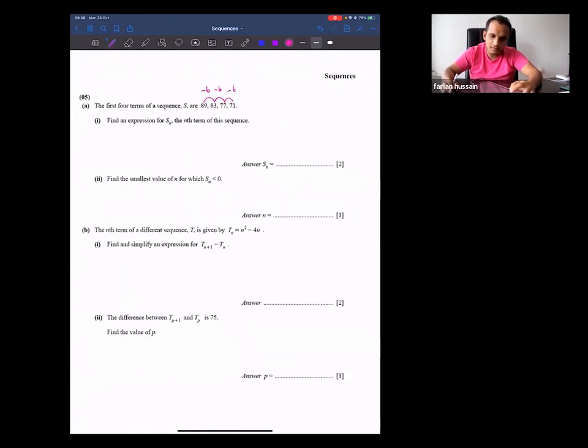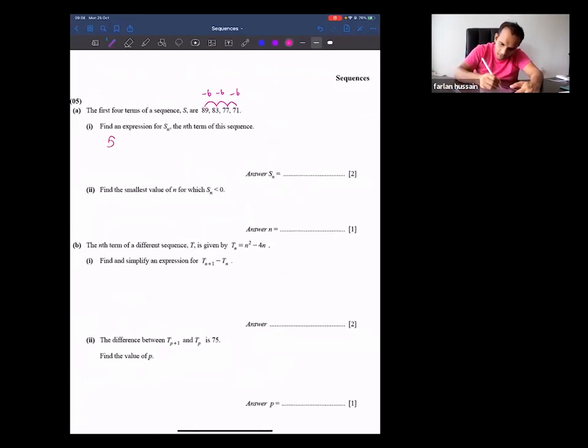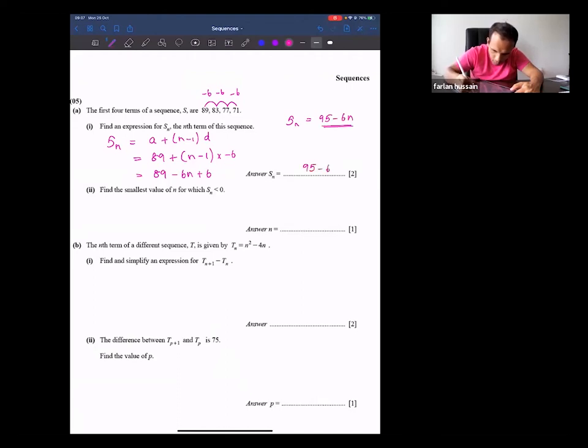Find an expression in terms of n, the nth term of the sequence. The nth term Sn of an arithmetic sequence is a plus (n minus 1) into d. Here a is the first term, which is 89, and the common difference is minus 6. Take off the brackets: 89, n into minus 6 is minus 6n, minus 1 into minus 6 is plus 6. So 89 plus 6 is 95 minus 6n. 95 minus 6n will be the nth term.